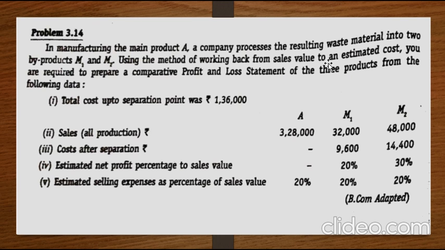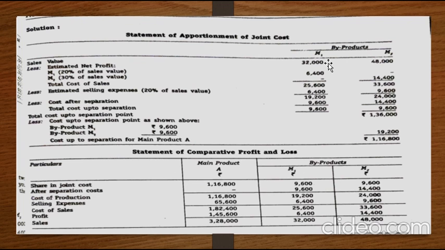So for a product to be compared, we need to know first what the cost is for each product. So we are going to find out the cost. We will prepare the statement of apportionment of joint cost. As we are going to use the reverse cost method, it is nothing but sales minus all your expenses to find out the estimated cost. Now the two byproducts are M1 and M2. If we find out the cost for these two byproducts, we will automatically get the cost for A.